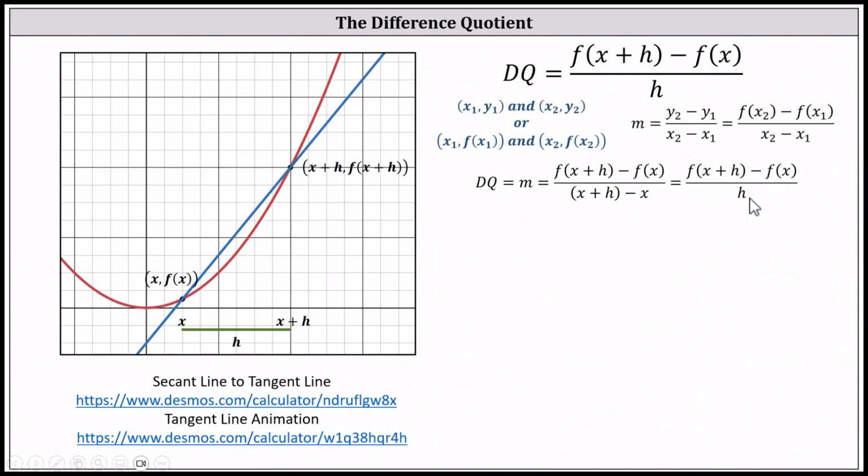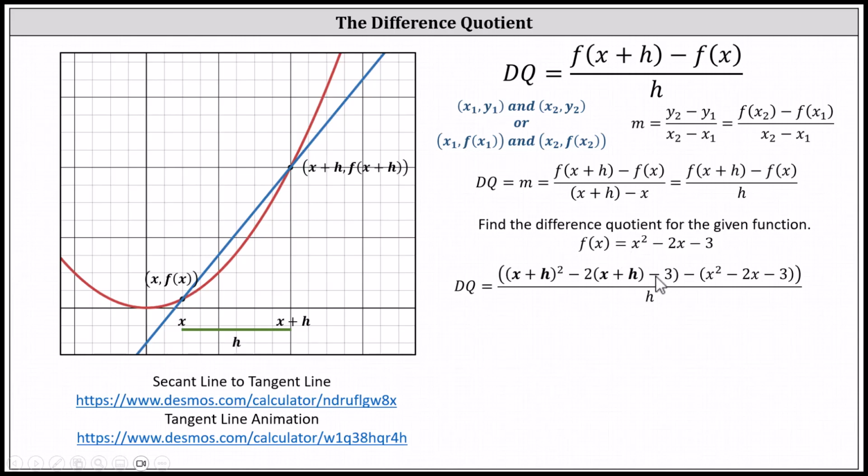And now let's find the difference quotient for a specific function. Let's find the difference quotient for f of x equals x squared minus 2x minus 3. We need to begin by determining f of the quantity x plus h. To do this, we replace x in the function rule with x plus h, which gives us the square of x plus h minus 2 times the quantity x plus h minus 3.